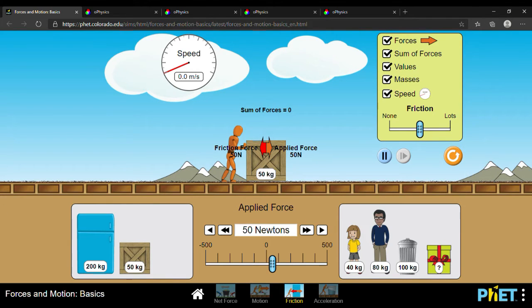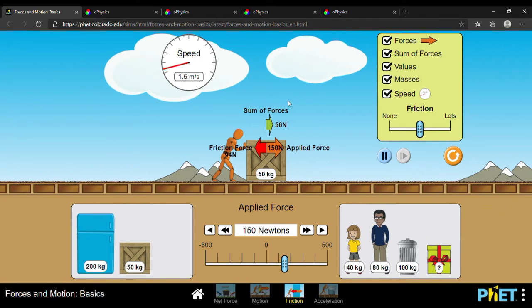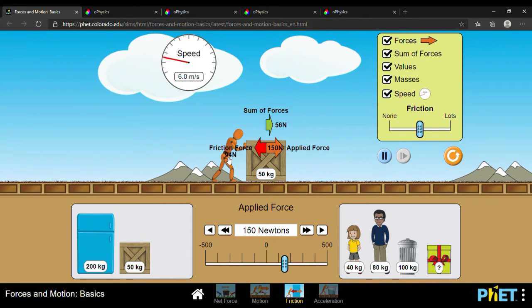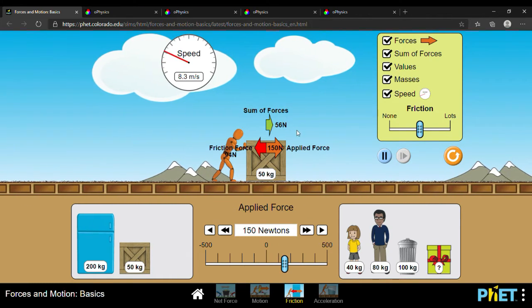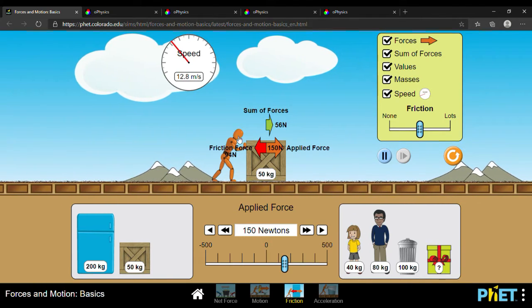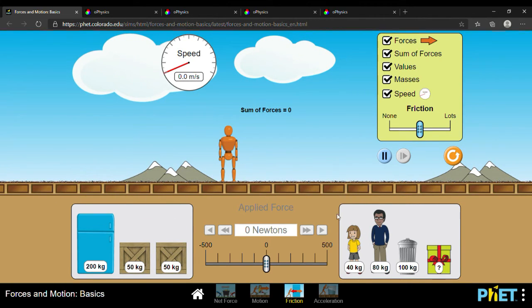For question 2, we need to apply the force. We need to increase the applied force to 150 Newton. So the box starts moving, with a frictional force of 94 Newton and a sum of force of 56 Newton. Alright, next for part 3 we need to restart all over again.